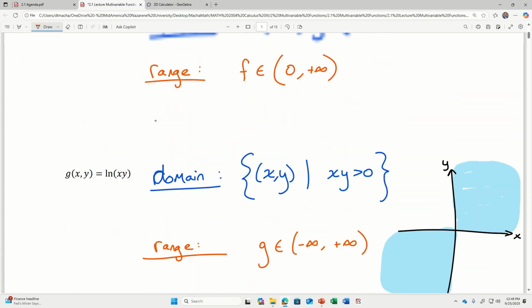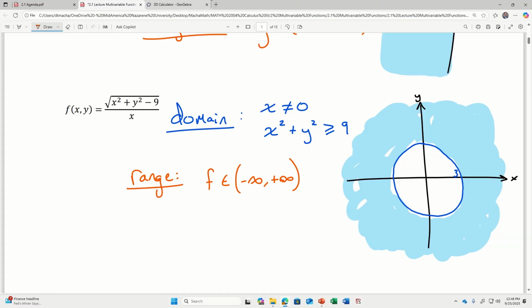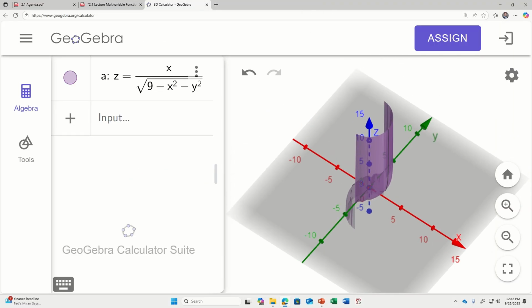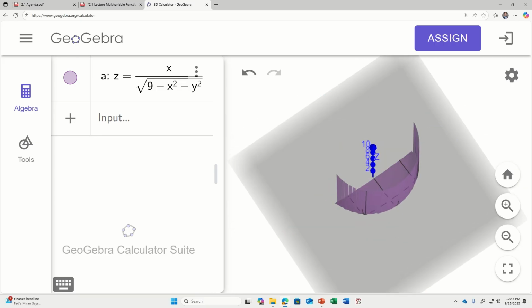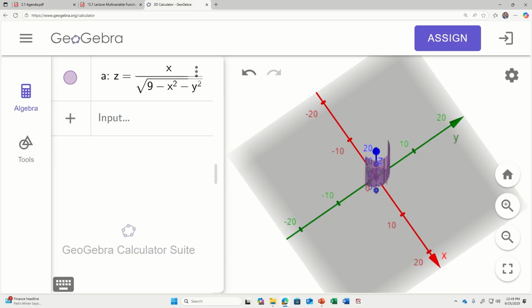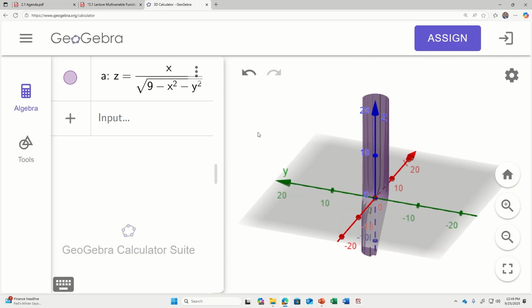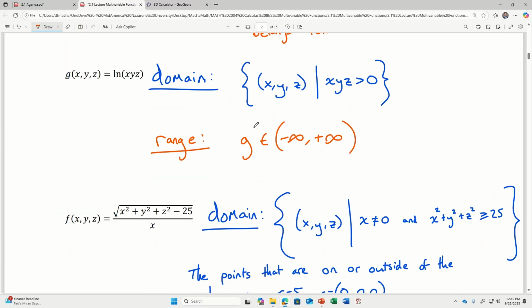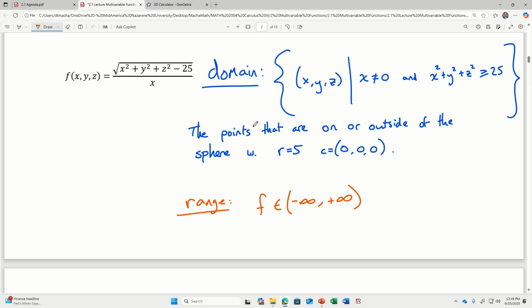So with these functions of two variables, we can plot them on GeoGebra and see functions of two variables as surfaces in space, where the z is the output variable and the x and the y are the input variables. Whenever you have a function of 3 input variables, you can't really graph that. You can't graph 3 independent variables and 1 dependent variable together.